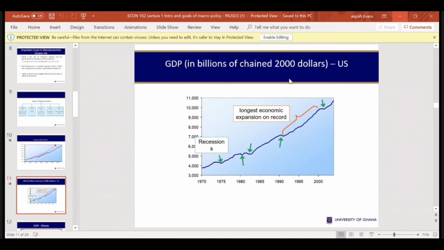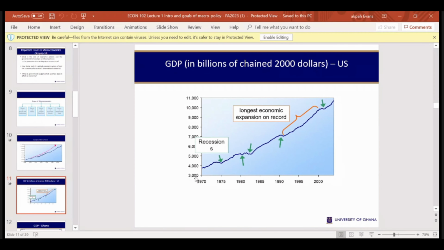It's the GDP of US, okay? So this is the GDP of US from 1970 to 2000. What do you see? Recession is when the economic activity has gone down, and expansion is when the economic activity has gone up. Okay, so what do you see over here?